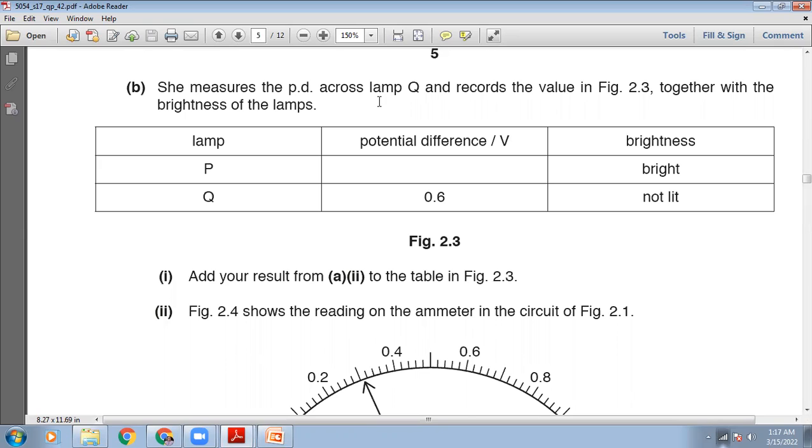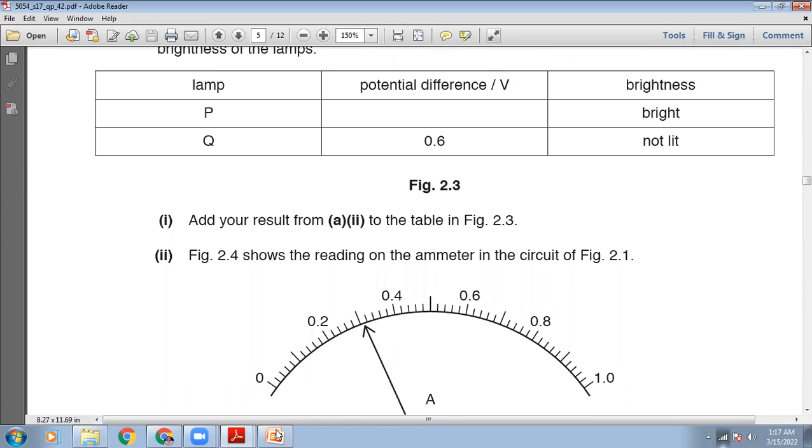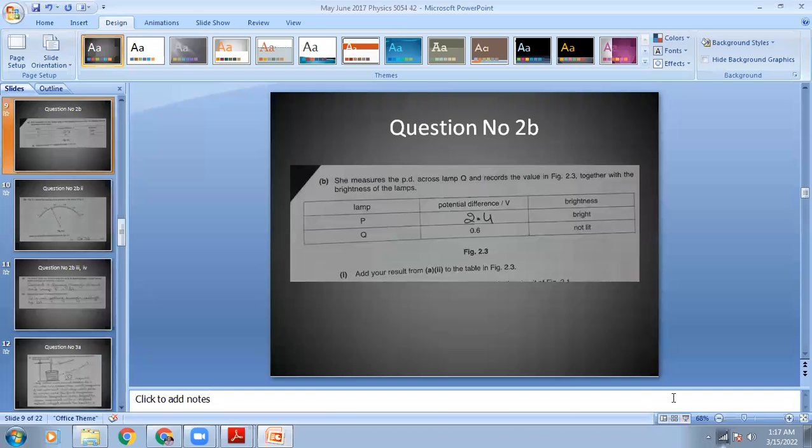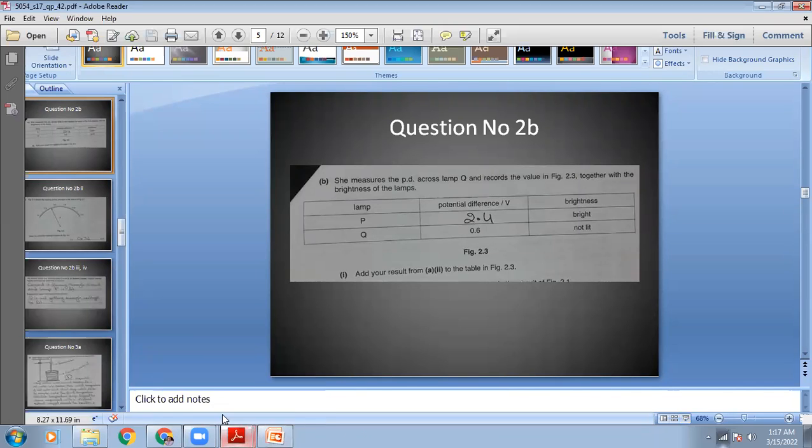She measures the potential difference across the lamp Q and records the value in the figure 2.3 together with the brightness of the lamp. So the voltage drop across the P is 2.4 volt. It will be bright, and the voltage which the Q is getting is 0.6 volts. So it will not light. Okay, so simply you have to add that reading. Let me show you. I have added that. So this is how you will add that value 2.4 volt in that table.